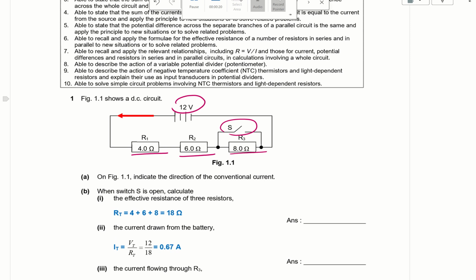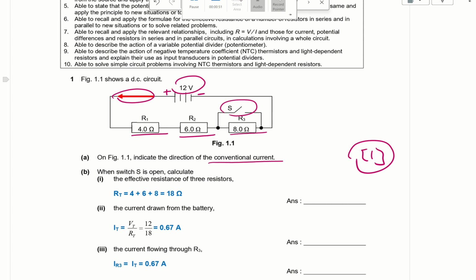Okay. So on figure 1.1 indicate the direction of the conventional current. So this is the kind of question that I'd like to warn you about, because sometimes there's no space for you to write anything. You may miss out this question, and this can be easily 1 mark. But in O level, there will actually be a mark inside a bracket. So do look out for all this. So conventional current always comes out from positive and enters the negative. So it's good to label your direction of the current on the wire itself.